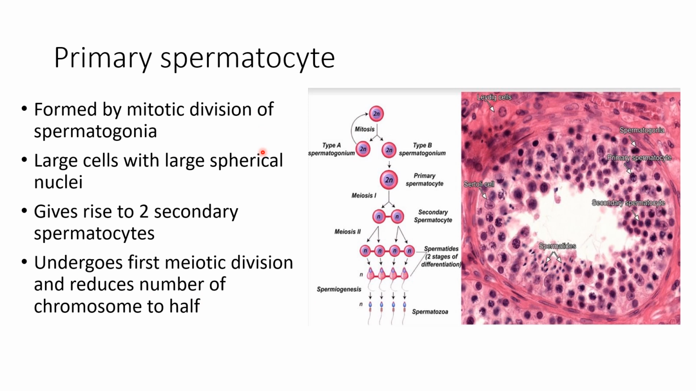So primary spermatocyte basically is formed by mitotic division of spermatogonia, and they have large spherical nuclei, but of course not larger than spermatogonium. This is the time at which the first meiotic division gets to start. You can see the process that I illustrated here, the primary spermatocyte, and then it divides itself by meiotic division to form the secondary spermatocyte.